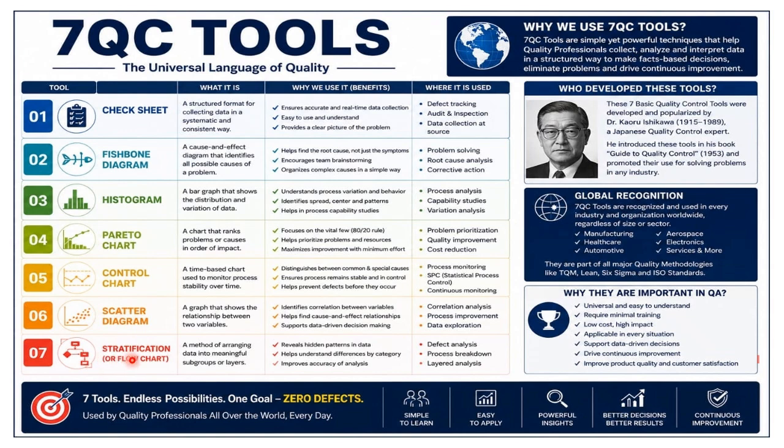Finally, at the bottom, the message is clear. These 7 simple tools help us understand problems, find root causes, make better decisions, reduce defects, and achieve continuous improvement. In the next sections, we'll explain each 7QC tool in detail with real manufacturing examples so you can confidently use them in your workplace.